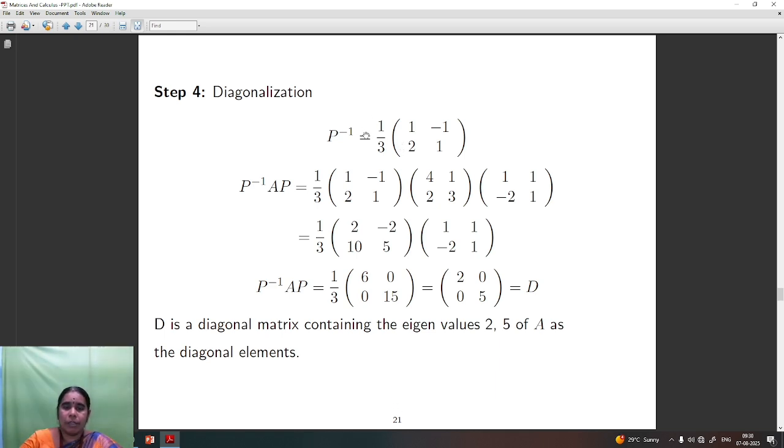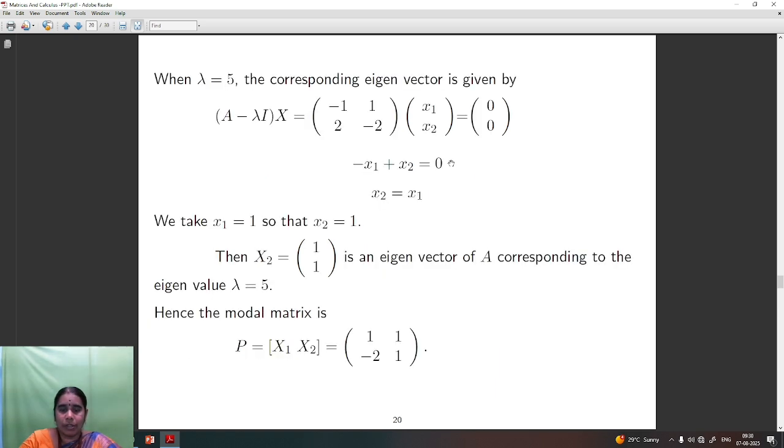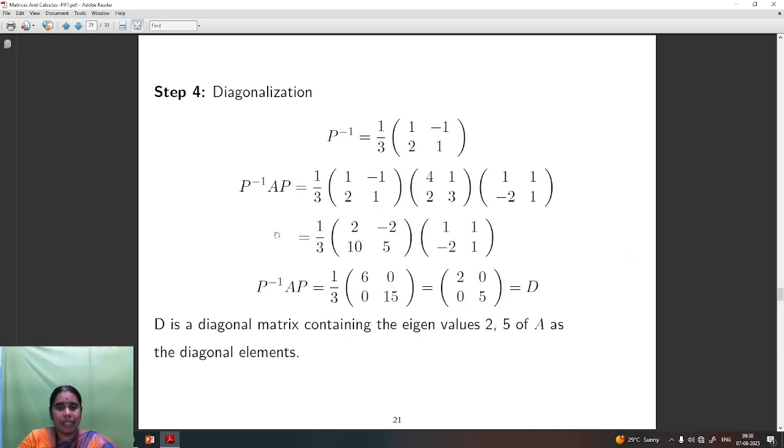So, P inverse is nothing but 1 by modulus of P, and modulus of P is nothing but 3, so 1 by 3. The adjoint matrix is obtained by interchanging the diagonal elements and changing the sign of the other elements. So we directly get the answer as 1, 2, minus 1 and 1.